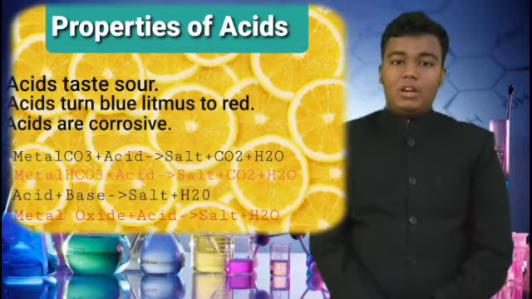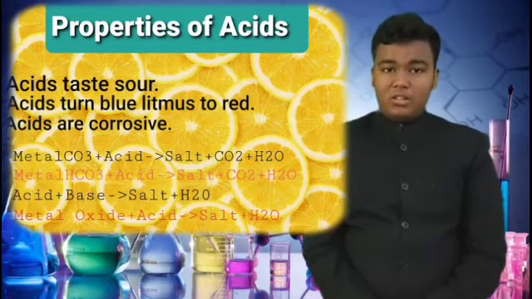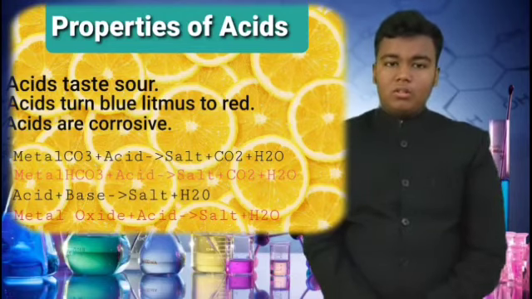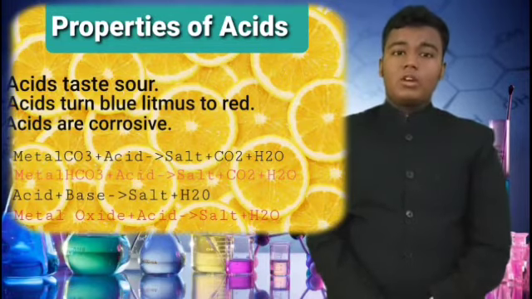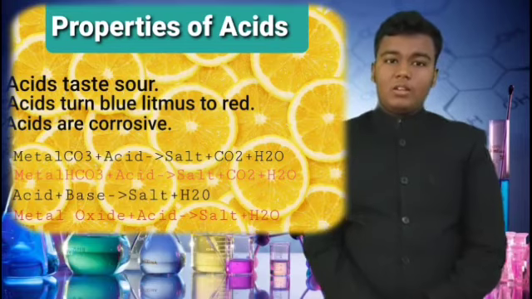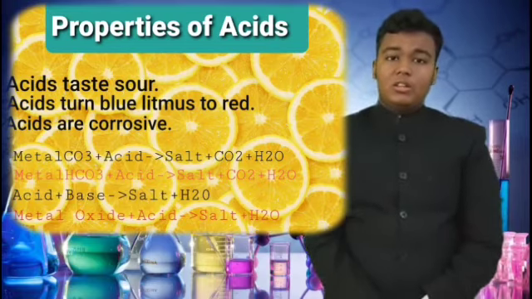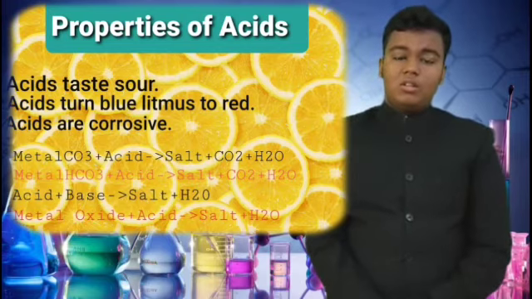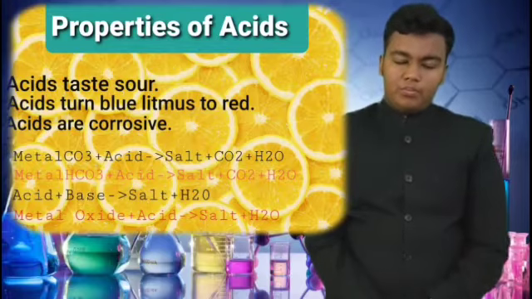Now talking about the chemical reactions of acids with various kinds of substances, the first property is that when a metal carbonate reacts with an acid, then salt, carbon dioxide and water are formed. The same products are formed when a metal hydrogen carbonate reacts with an acid, that is, salt, then carbon dioxide, and lastly water.